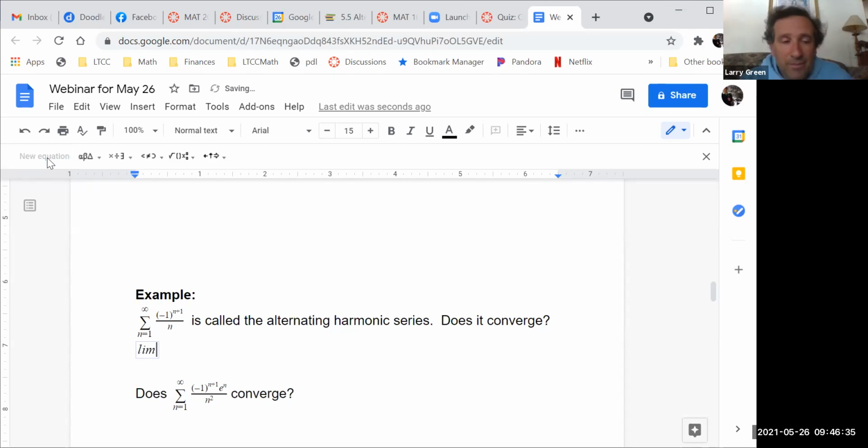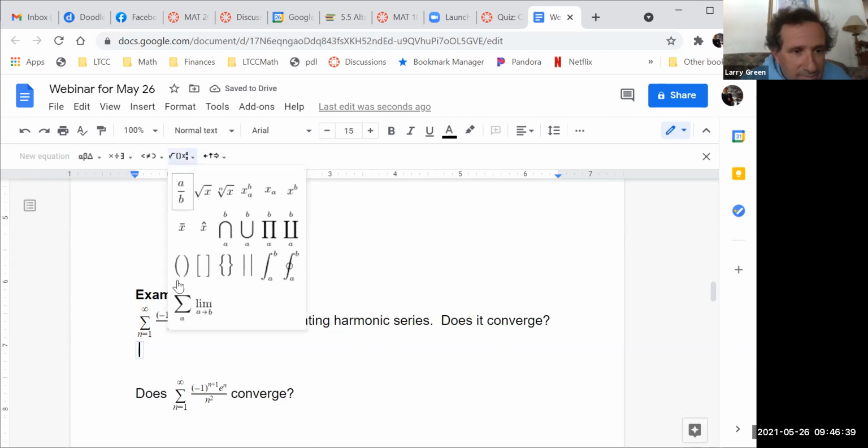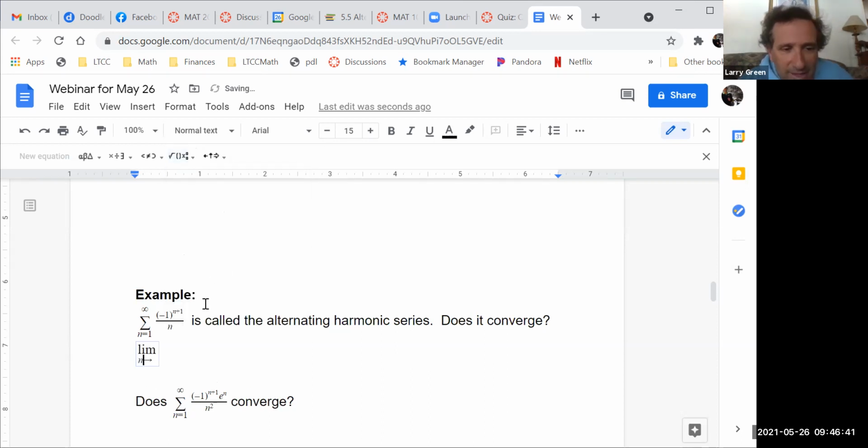We take a limit. I think I can actually take a limit nicely. Yep. We take a limit as n goes to infinity of 1 over n, right? Which is the absolute value of negative 1 to the n plus 1 over n. When you take the absolute value, you're just getting rid of the negative 1 to the n plus 1.